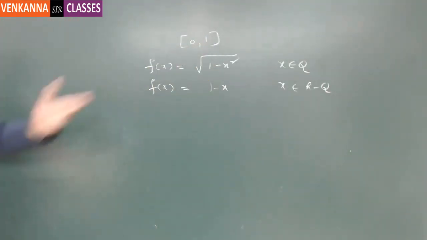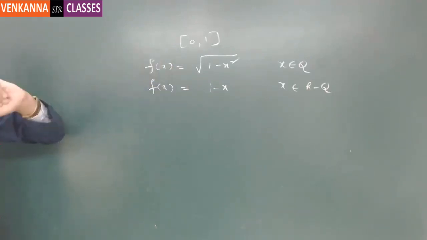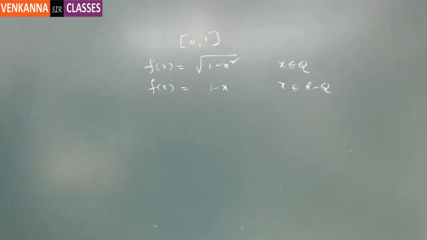Now how do we know which function is big and which function is small among the two? Any guesses? Among root of 1 minus x square and 1 minus x, if you take any x value in 0, 1, which one gives the bigger value and which one gives the smaller value?